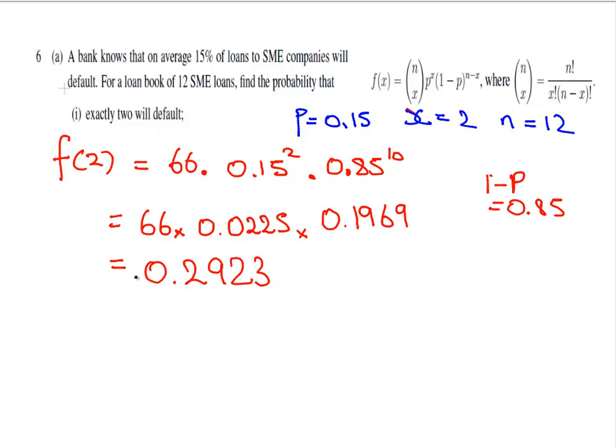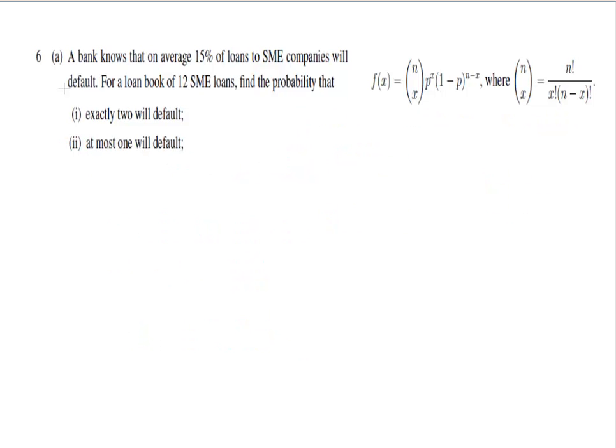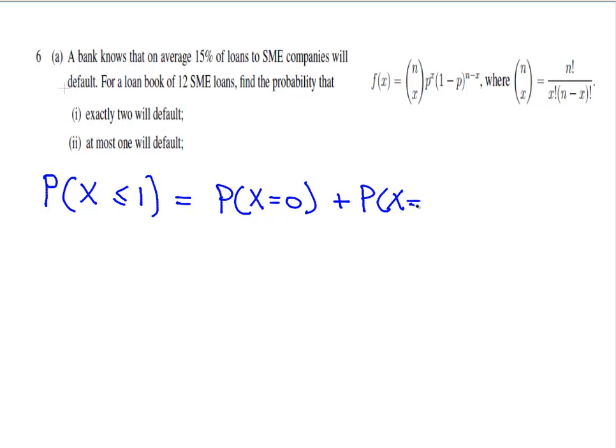Probability that exactly 2 will default. It's 0.2923, or in other words, 29.23%. Okay, so now we're going to do the next one, and we're asked for at most 1 will default. So this is interesting. The probability of at most 1, so the probability of x less than or equal to 1, is equal to the probability of x equal to 0 plus the probability of x equal to 1.